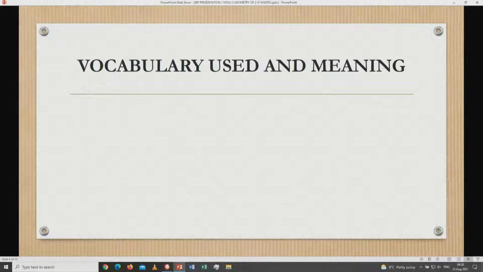Right, then let us get to the vocabulary and meaning that is used here. We have what we call an angular sum. There, what is an angular sum? We say angular sum is the sum of all the internal angles of a polygon. That is what we call angular sum.